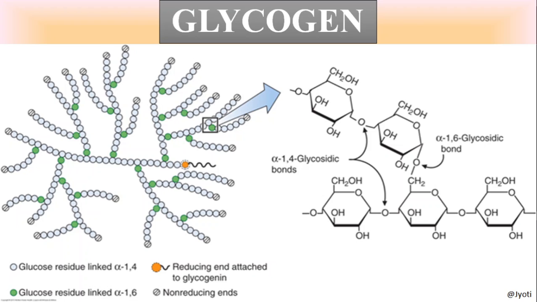Okay, and one of the important things you have to remember here is that this glycogen or any carbohydrate has two ends. One is the reducing end, which is present on the right side, and on the left side the non-reducing end is there. Okay, non-reducing end means the fourth carbon atom of the glucose is free, and reducing end means the first carbon atom of the glucose is free.